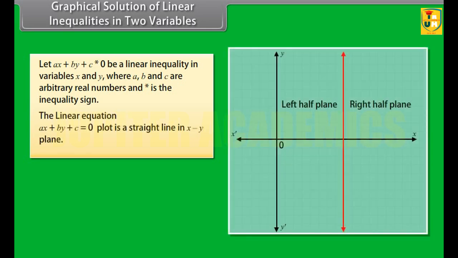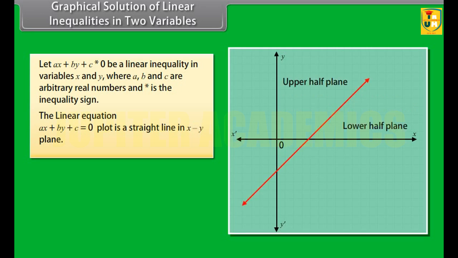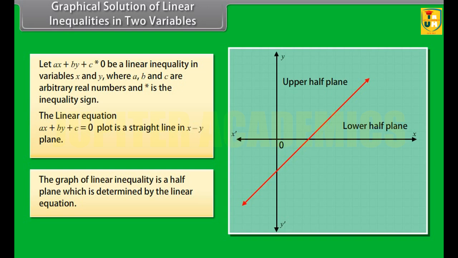Graphical solution of linear inequalities in two variables. Let ax plus by plus c star 0 be a linear inequality in variables x and y, where a, b and c are arbitrary real numbers and star is the inequality sign. The linear equation ax plus by plus c is equal to 0 plots a straight line in the xy plane. Below are the examples of straight lines in the xy plane, which divide the xy plane into two halves. The graph of linear inequality is a half plane, which is determined by the linear equation.